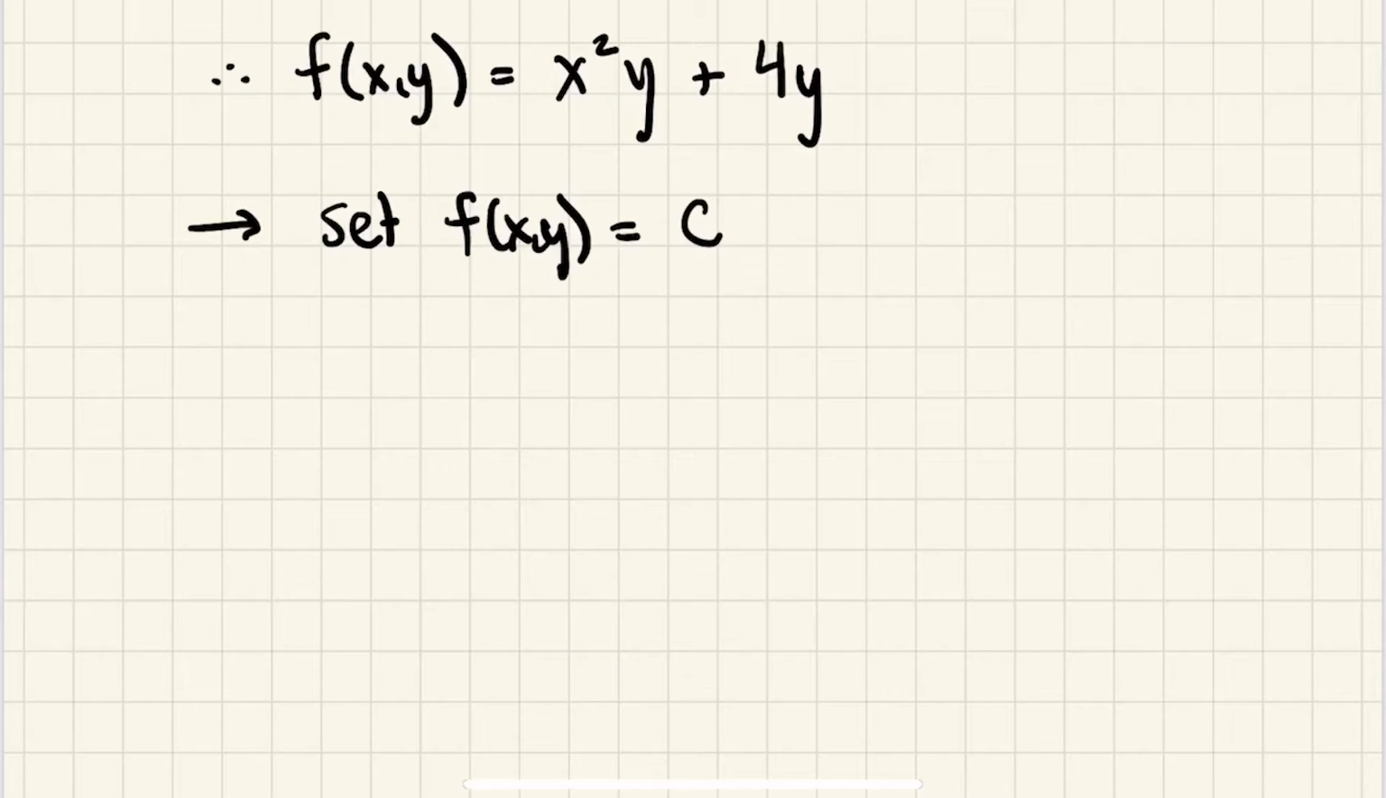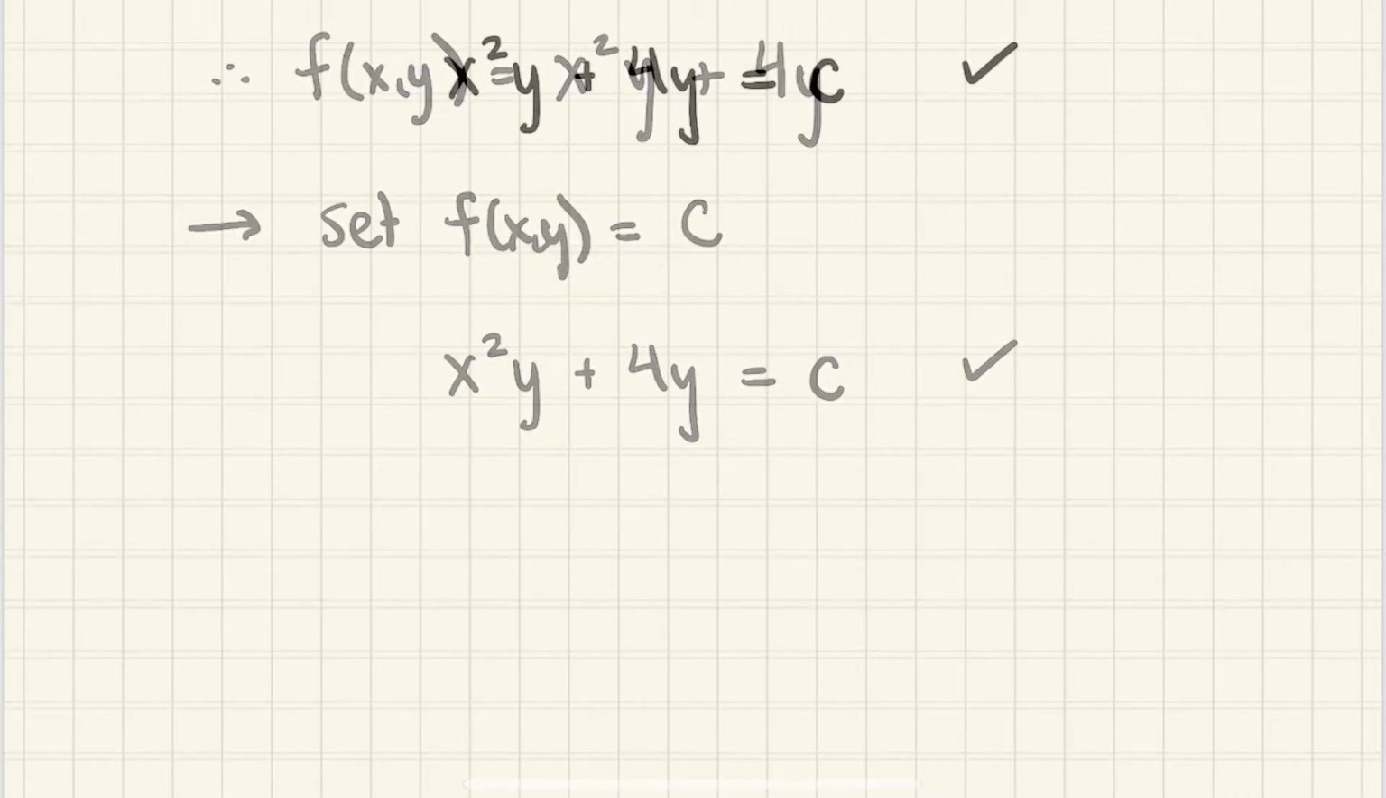Well, x squared y plus 4y equals c. That's our final answer. And you can see why we didn't include the constant back at the g of y step, because we could have just added that constant over to the other side and had a new constant.